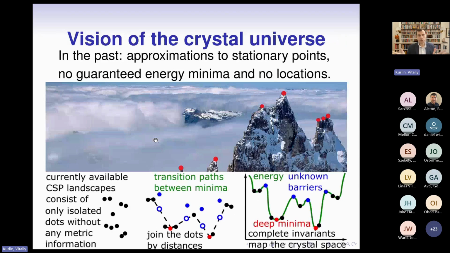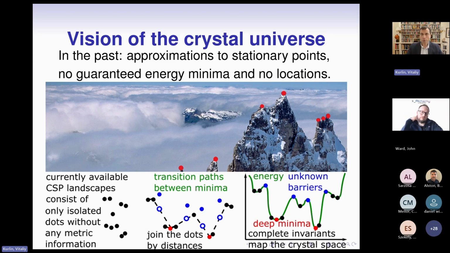On the final slide, the vision of the crystal universe. What we have known in the past: we had databases of experimental crystals, we had CSP landscapes of simulated crystals, but not even a reliable distance between them. We have seen essentially only approximations to stationary points, not necessarily even energy minima. They could be stationary points, similar to mountain passes in this photo, but everything else was covered in fog, and our aim is to remove this fog and show the whole space for you.